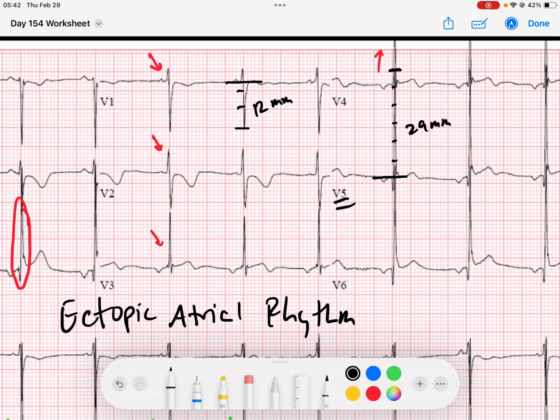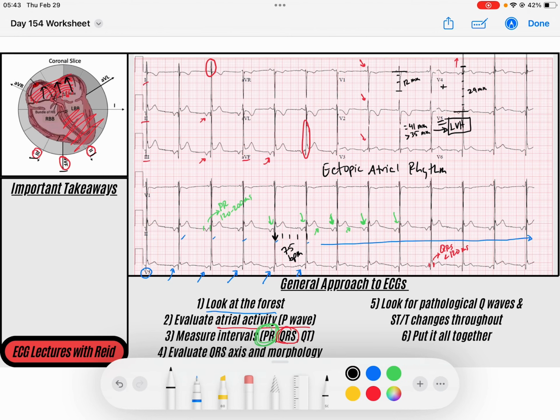millimeters. And if we add those together, we get a total voltage of 41 millimeters. And we know that we need at least 35 millimeters to call this left ventricular hypertrophy. So we have left ventricular hypertrophy, which makes sense.